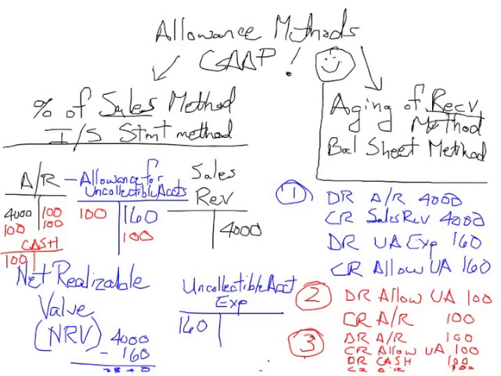But that is how, 1, we book the revenue and the expense at the same time in step 1. Step 2 is when we give up on collecting it and we take it out of accounts receivable and the allowance. And step 3 is, what if we recover some money that we didn't expect to? Step 3 is recovery of that, where we collect the cash and take it out of accounts receivable. So that's how you do the percent of sales method.